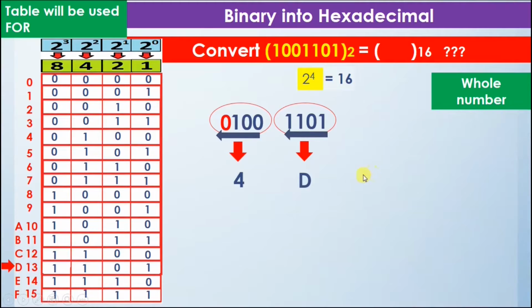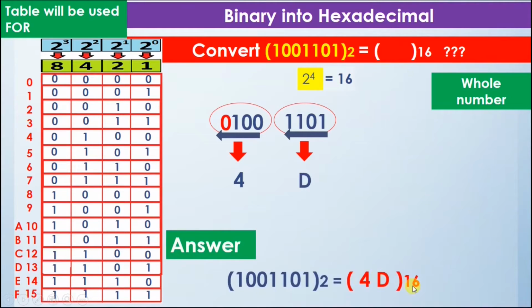Now we have calculated all the values, so we can write the answer as 4D in hexadecimal. Or you can say that the number 1001101 in binary is equal to 4D in the hexadecimal number system. So this is how the conversion of a binary number into a hexadecimal number is done.